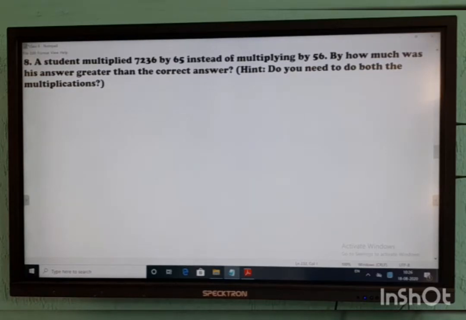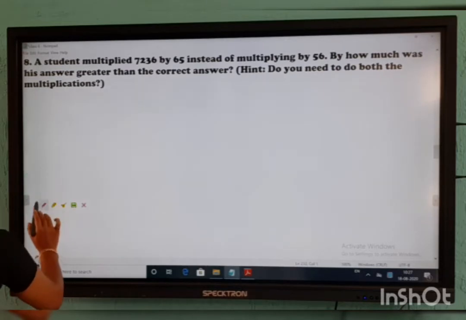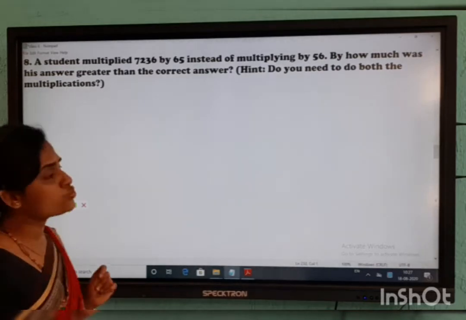A student multiplied 7,236 by 65 instead of multiplying by 56. By how much was his answer greater than the correct answer? And do you need to do both the multiplications? Yes. See your children. Now there is a student.